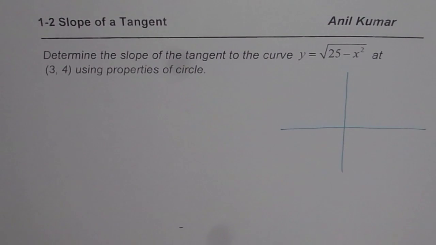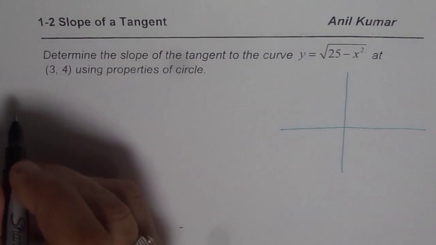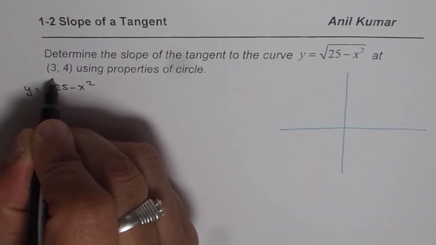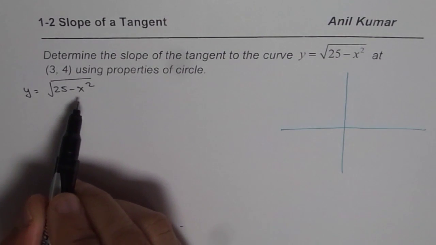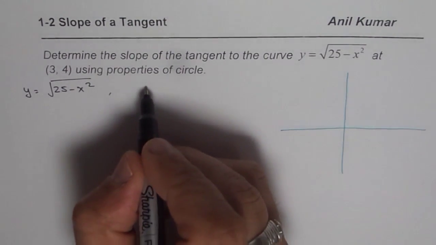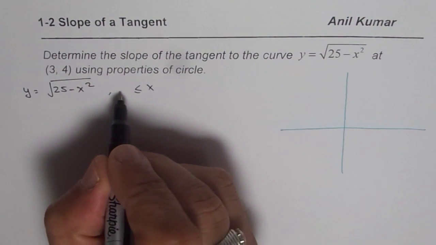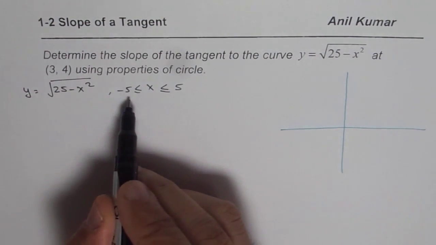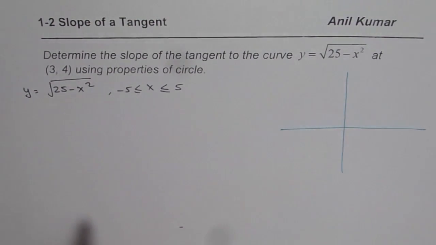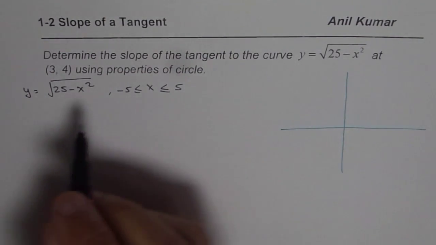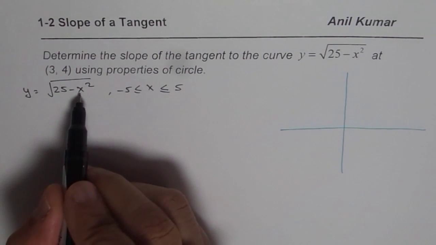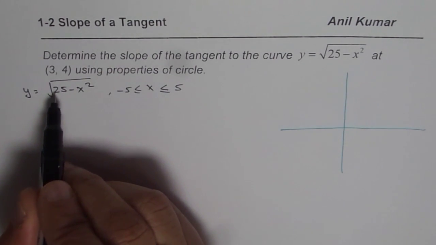We have a function here which is y equals square root of 25 minus x squared. As you can see, the domain of this particular function is that the absolute value of x should be within 5, so greater than or equal to minus 5 and less than or equal to 5. That is the domain. And the range here is, since it is a square root, the maximum value is 5.